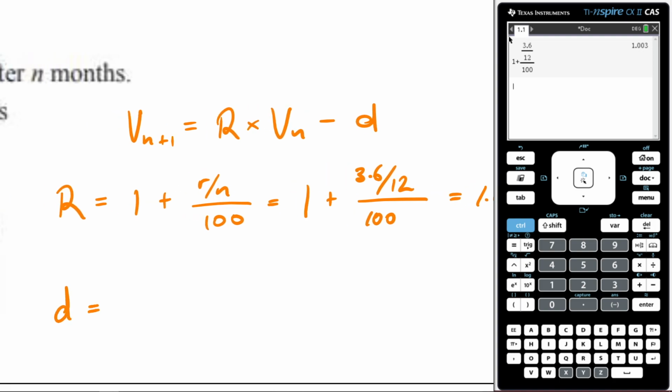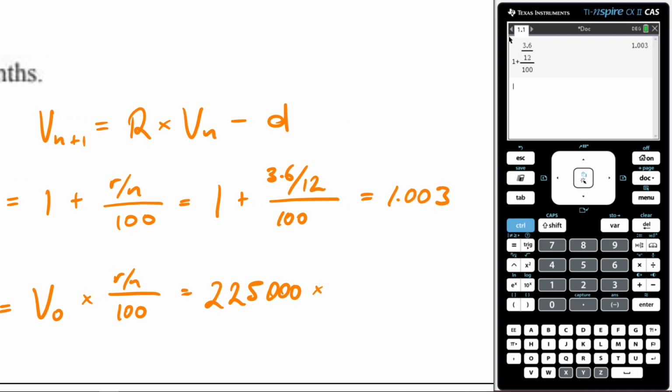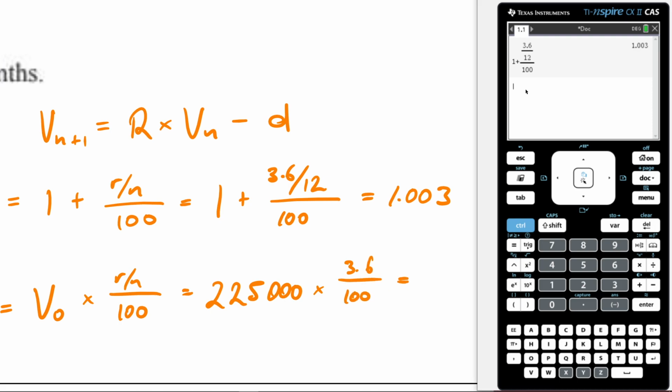And then I need to find the D value. To do that, I take the initial amount and multiply it by the interest, so r on n over 100, because we know that the repayment is simply going to be the interest. That's all I'm doing here. The initial amount that I took out was $225,000 times 3.6 over 100. I'm going to be a cool kid in how I put this into the calculator.